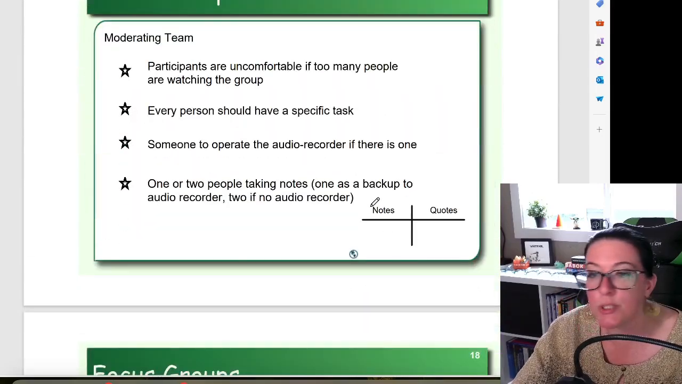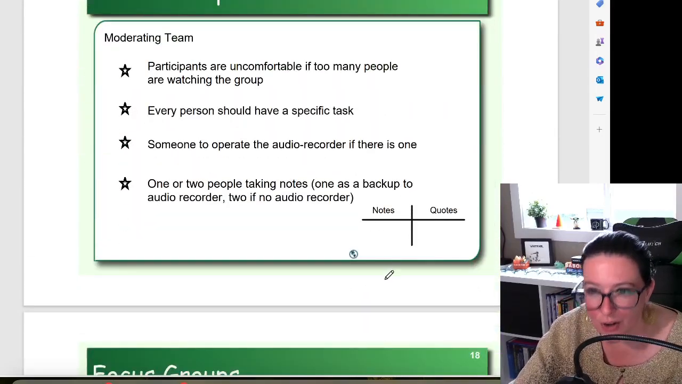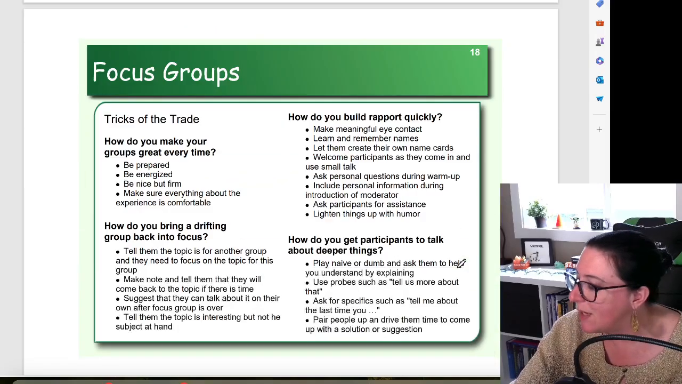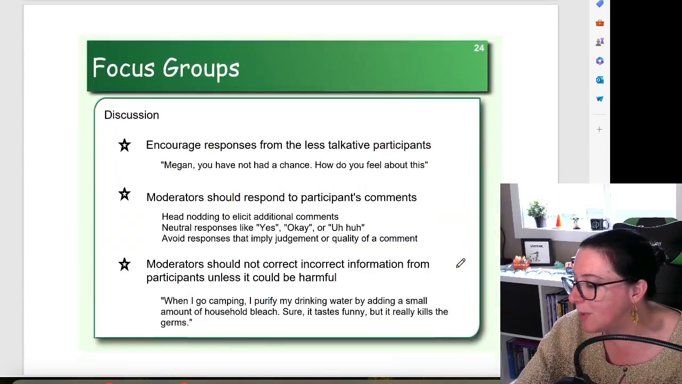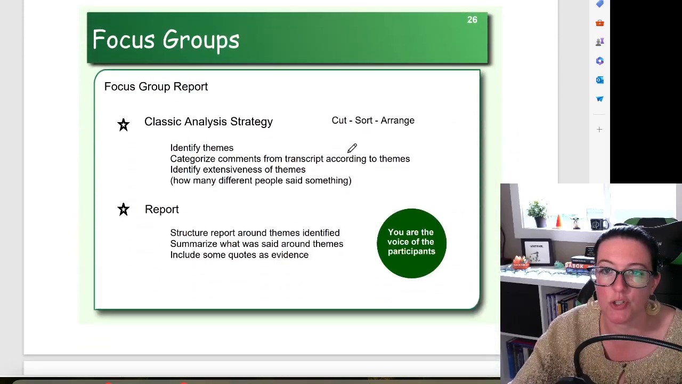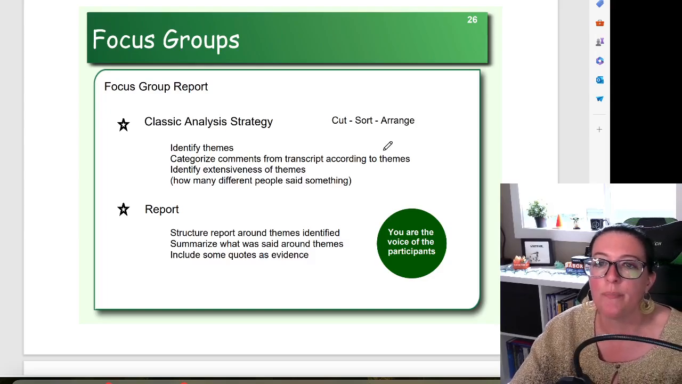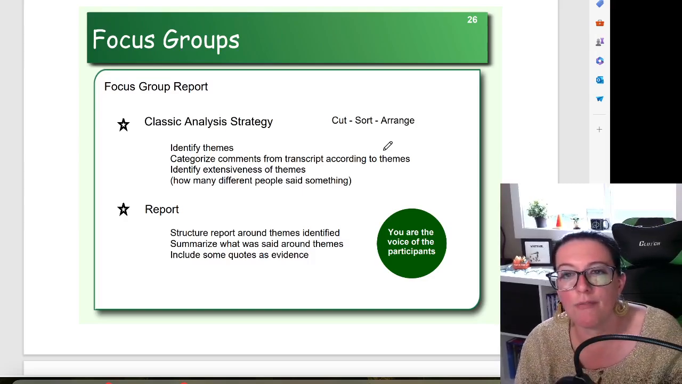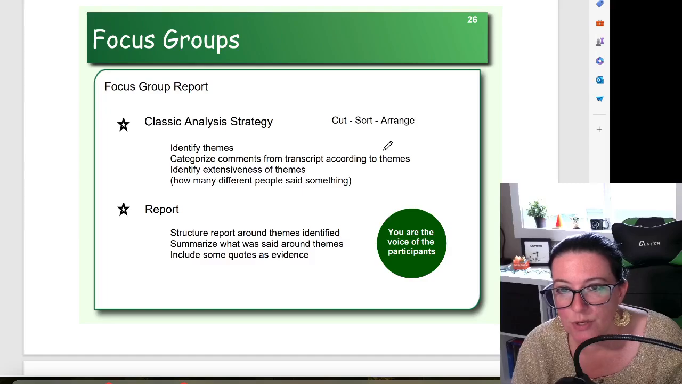Here we go. Notes and quotes, right? So we'll have our notes and we'll have our quotes, or we'll have a full transcript. And the next thing we want to do to that is we want to then analyze that information. And the classical analysis strategy is called cut, sort, arrange, where we're going to identify themes and categorize comments from the transcript or from our notes.